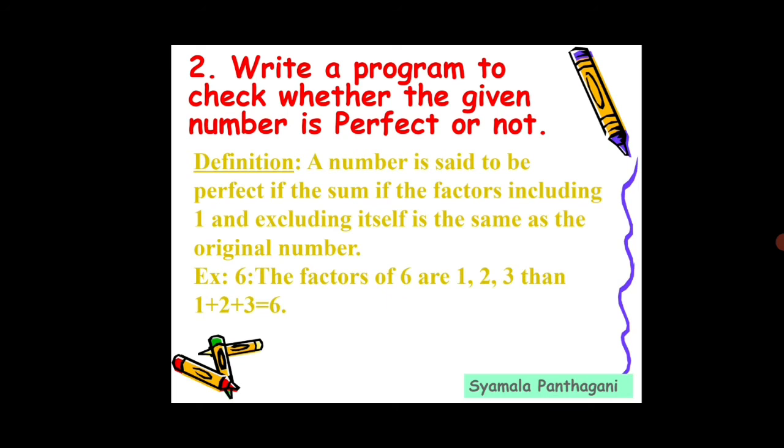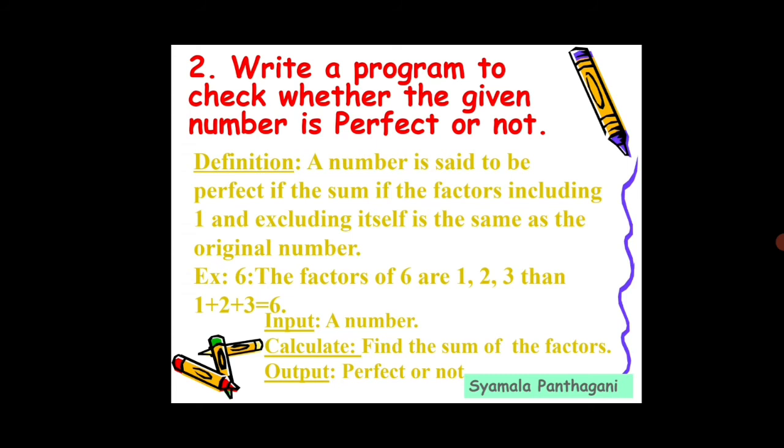Here, the example is here. The factors of 6 are 1, 2, 3. Then 1 plus 2 plus 3 is equal to 6. That's why 6 is a perfect number. In this program, what we have to do? We have to take a number as the input, find the sum of the factors of the given number, and check at last whether it is perfect or not.